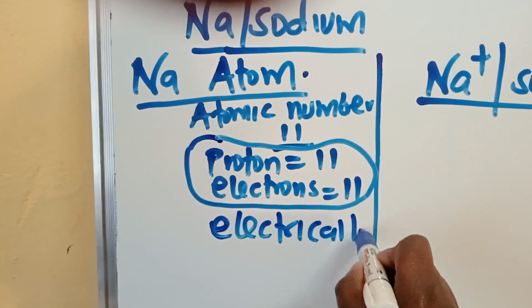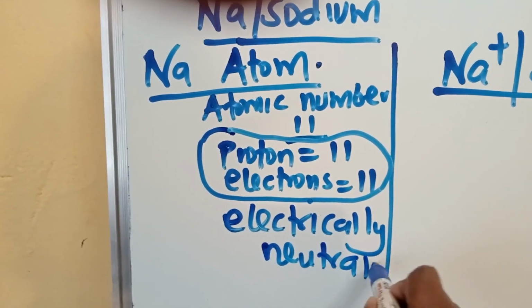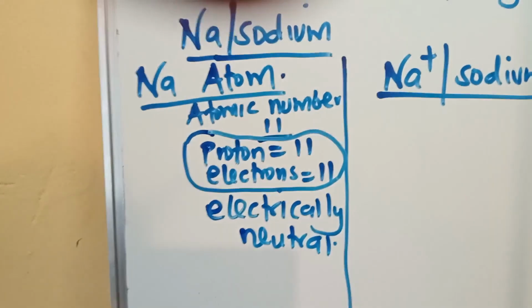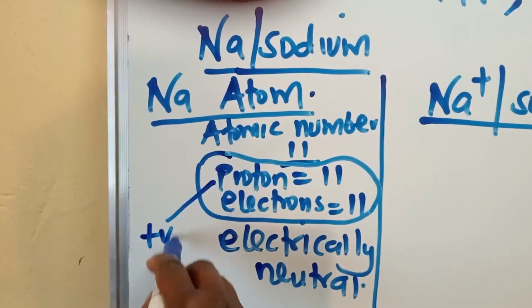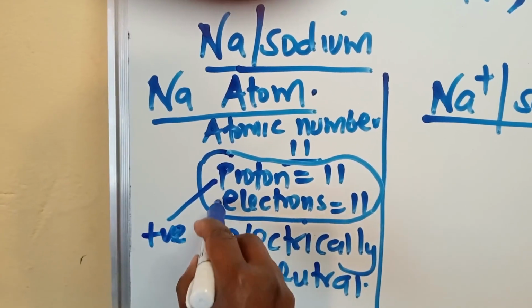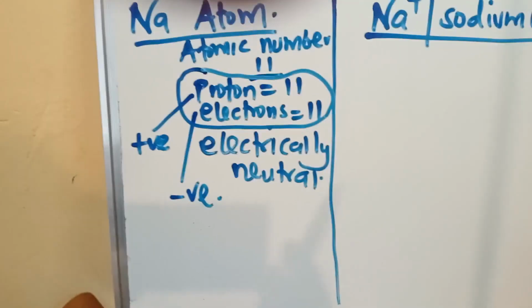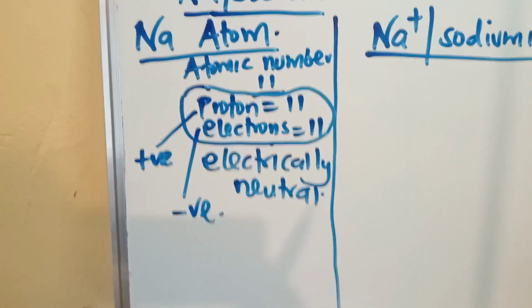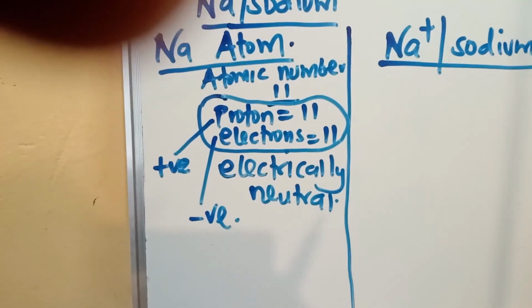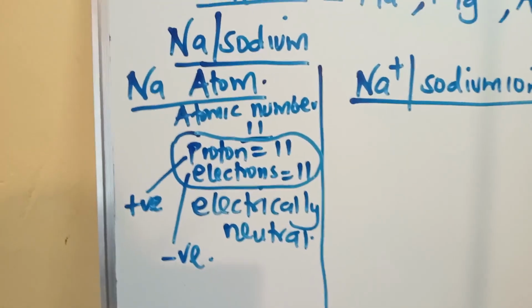electrically neutral, because they will cancel out. And the reason is because protons are positive and electrons are negative. So I hope up to there it's very clear, and as we go on, then it will be very easy for you to follow on.